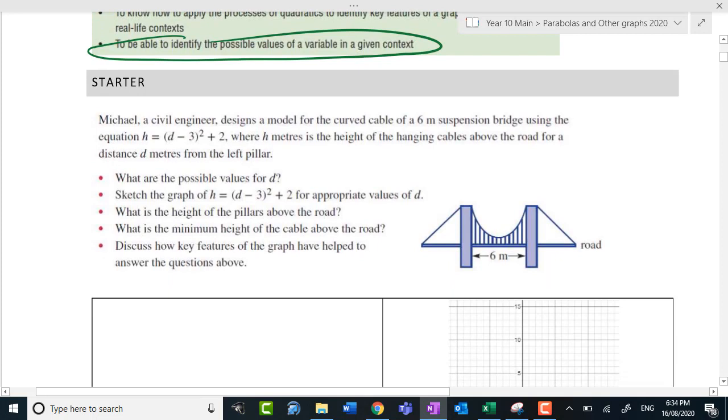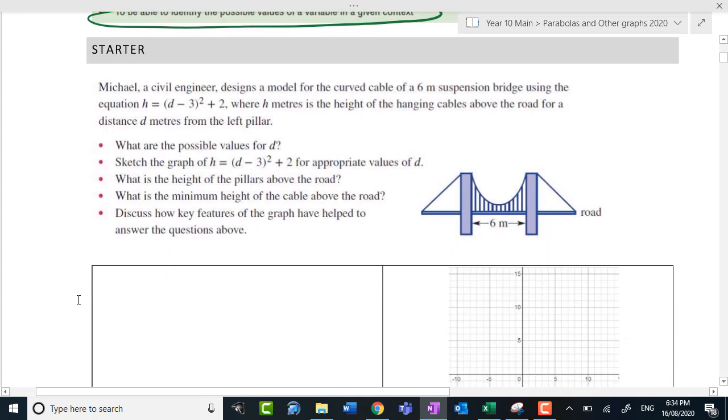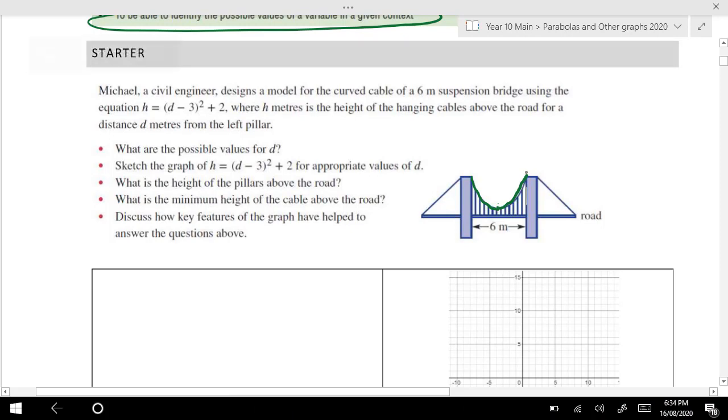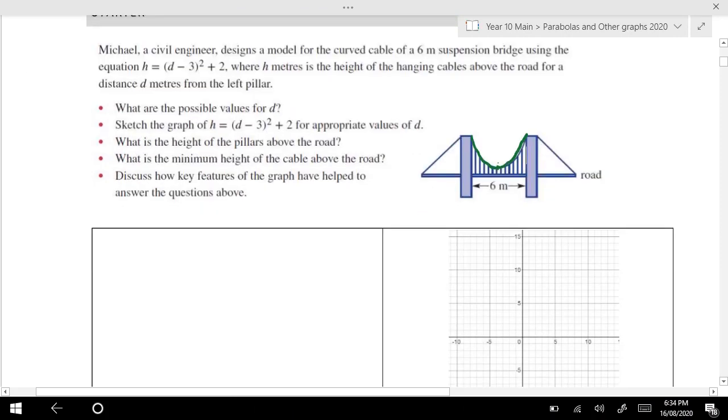For example, we've got one here. Michael's a civil engineer and he's designing a model for a curved cable. So we're modeling this thing here, and it says that this has the equation h equals (d minus 3) all squared plus 2.